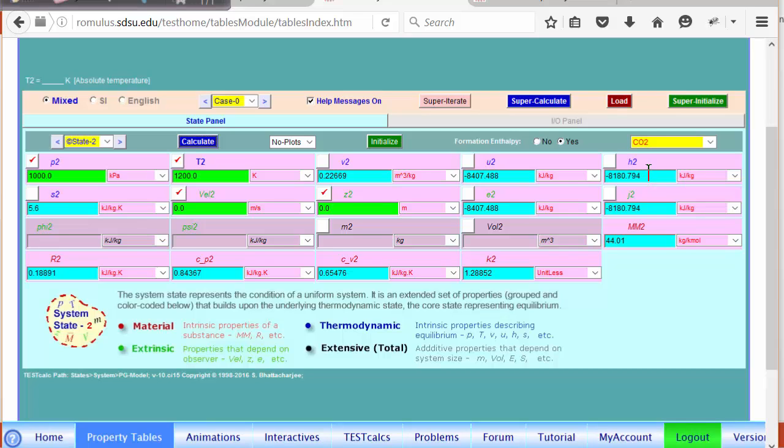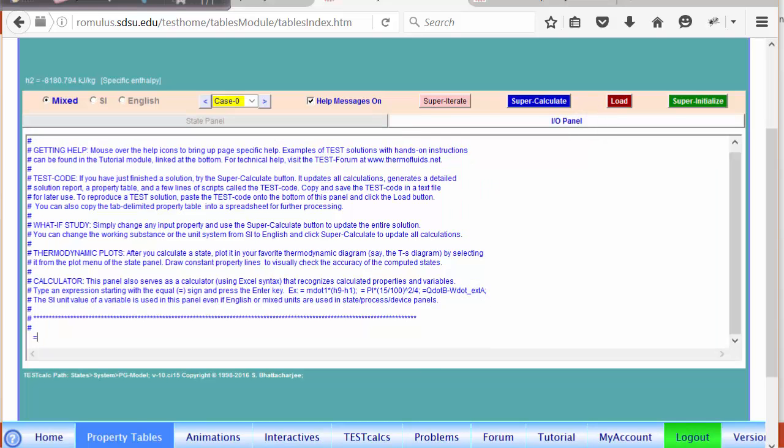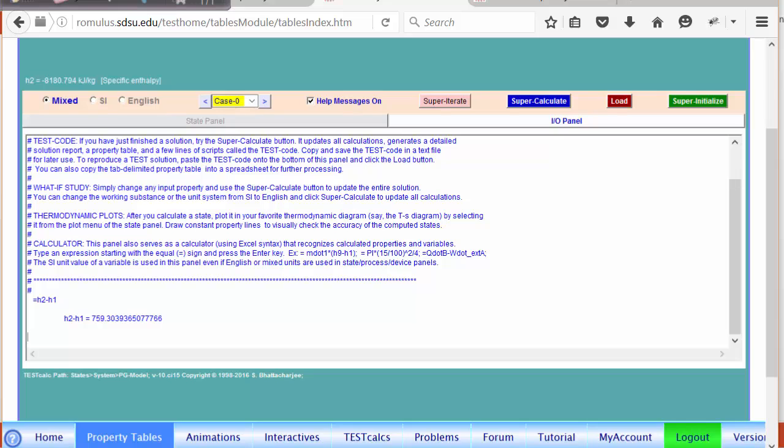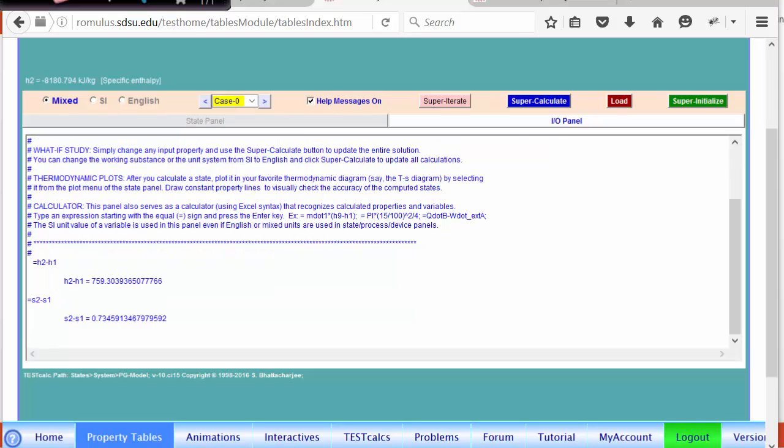We could pick up the values of enthalpy. Look, it's a negative value. It may not match with any value in any other tables, but what matters is the difference in enthalpy in most problems. So we can just calculate the difference in the IO panel, H2 minus H1. And S2 minus S1 will be just as easy to calculate. And as you can see, the value of 760 we got manually, 761, is quite close, and for the entropy difference we also got 0.7376. So we'll say that our solution has been verified.